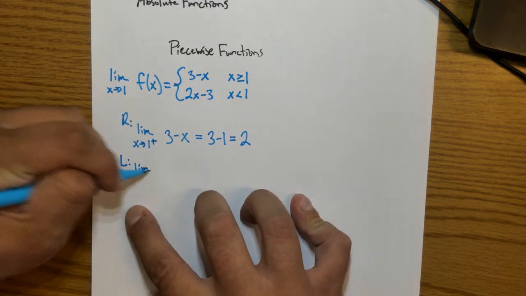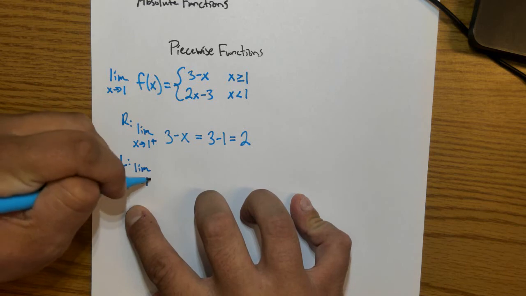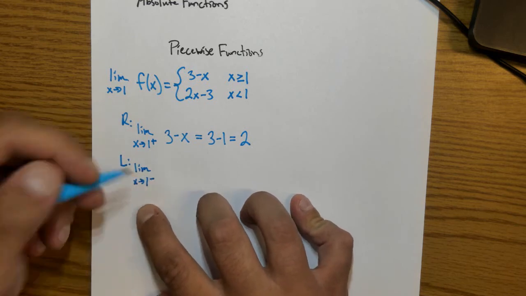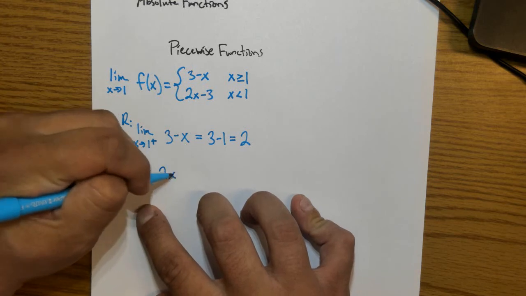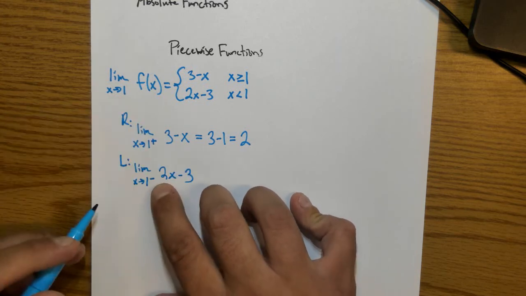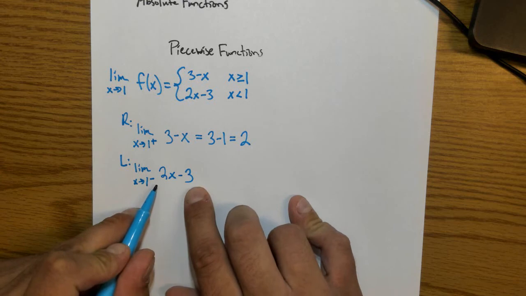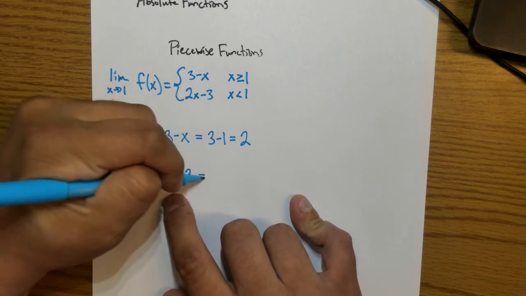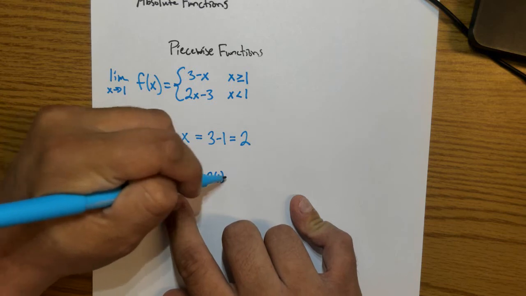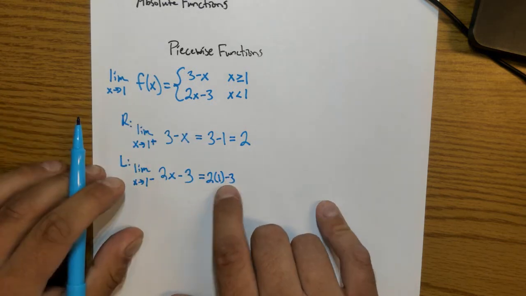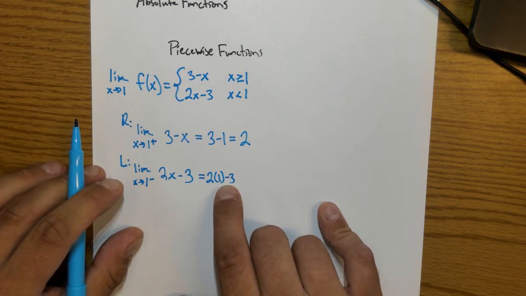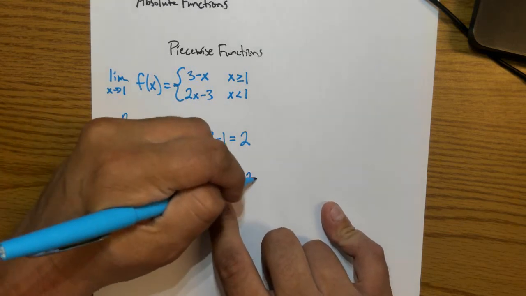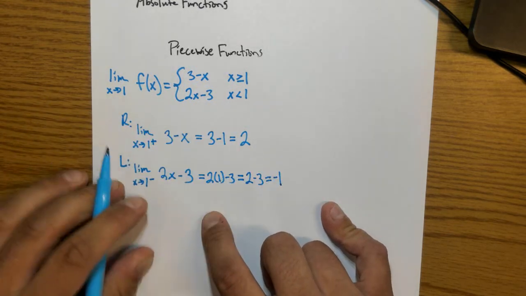So the limit as x approaches 1 from the left, that's 1 minus, and the function we're going to use is 2x minus 3. Well, again, we can just plug this in, so let's plug in 1. So we get 2 times 1 minus 3, which is just 2 minus 3, and we get negative 1.